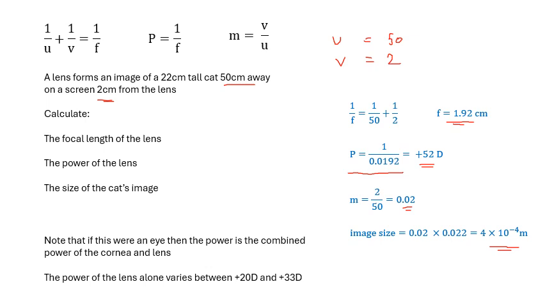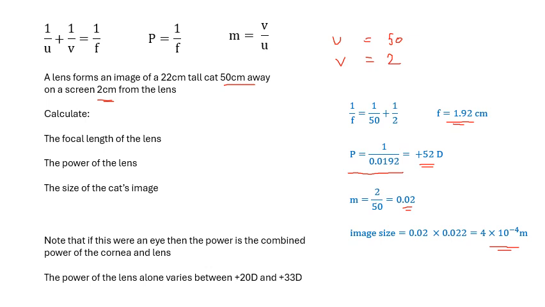Now, if this was an eye, then there's a few points to make here. The power is the combined power of the cornea and the lens. Remember that the cornea actually bends the light more than the lens does. So this is the combined power of the cornea and the lens. The power of the lens alone can vary, as we shall see, between plus 20 diopters and plus 33 diopters. The power of the cornea stays the same because that doesn't change shape.